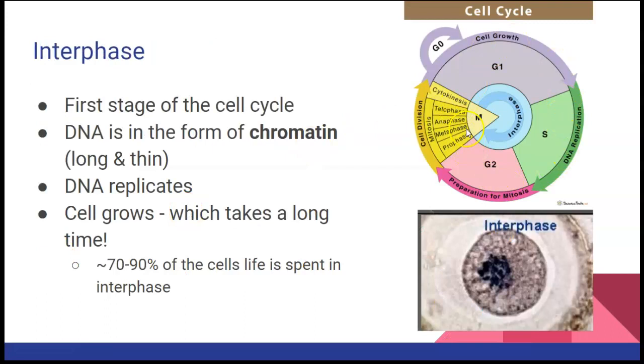Now this image should look familiar to you, but interphase is the first part of the cell cycle. Just as a quick review, it's the first stage, and DNA is in the form of chromatin, right? That long and thin piece of spaghetti. In this stage, DNA replicates and the cell grows. This is where the cell spends most of its time, 70 to 90% of its time, and this is sort of just like the precursor to cell division.